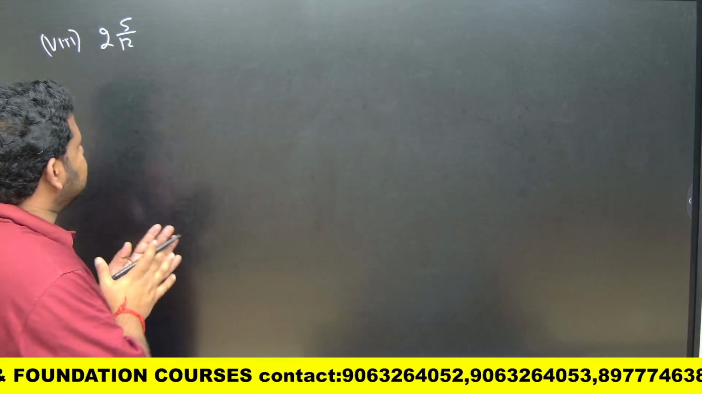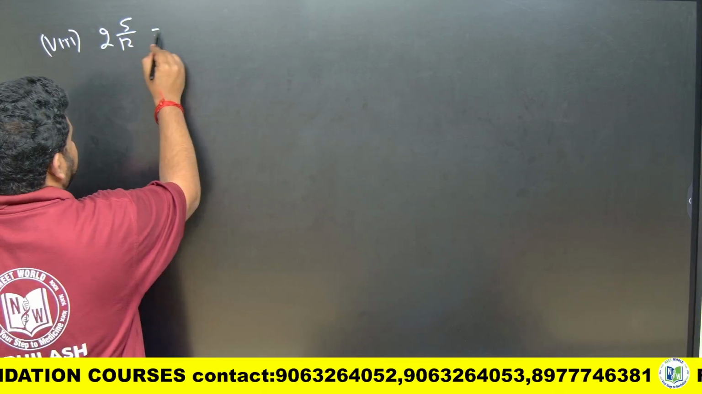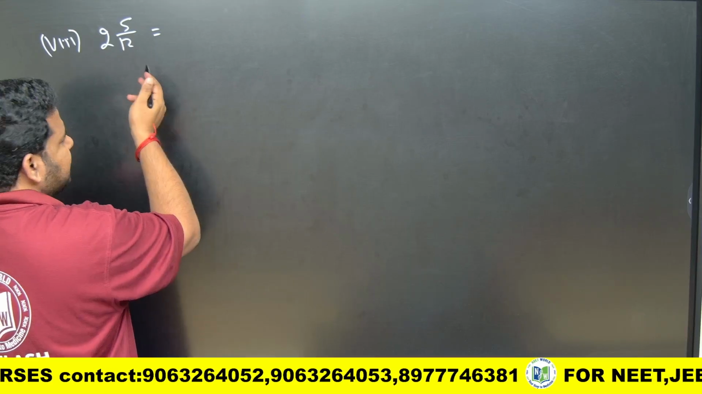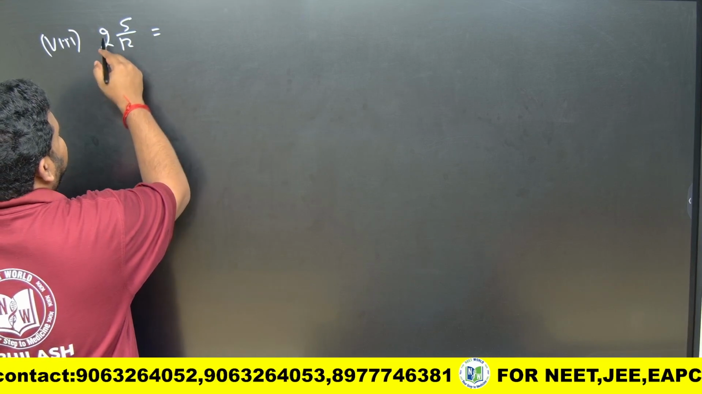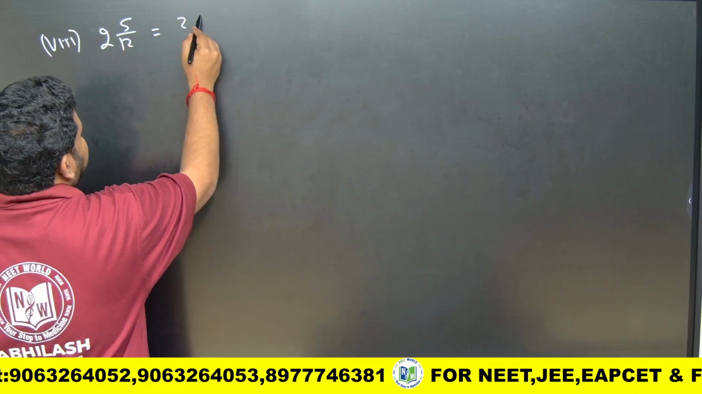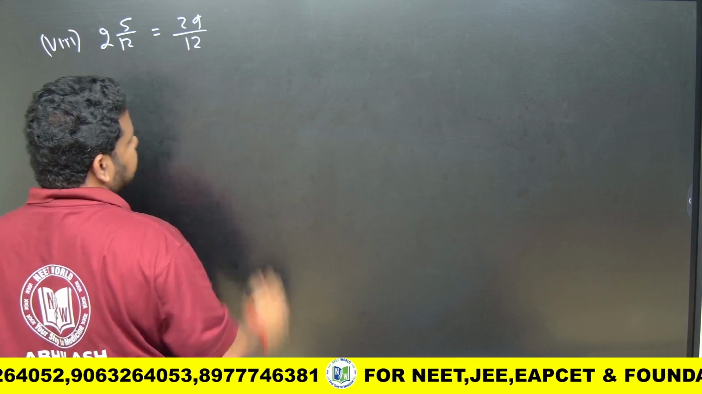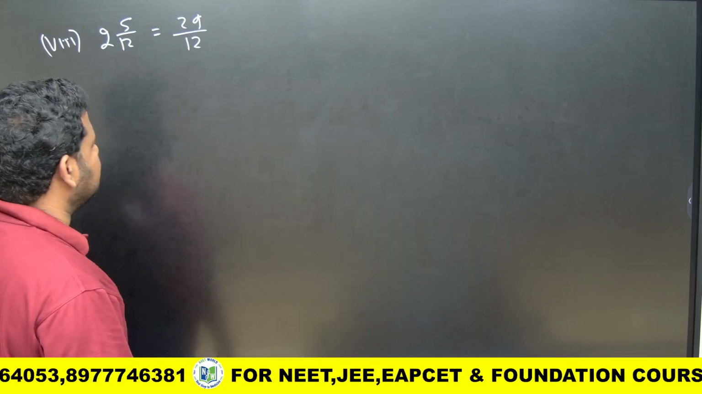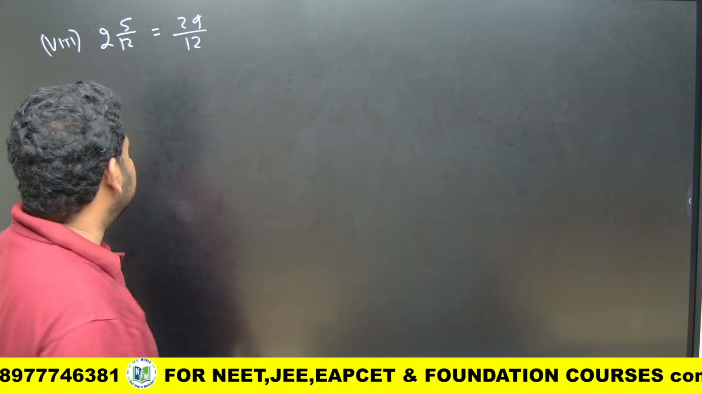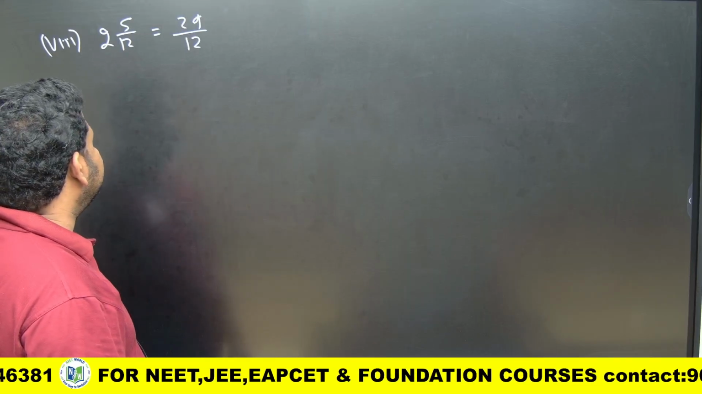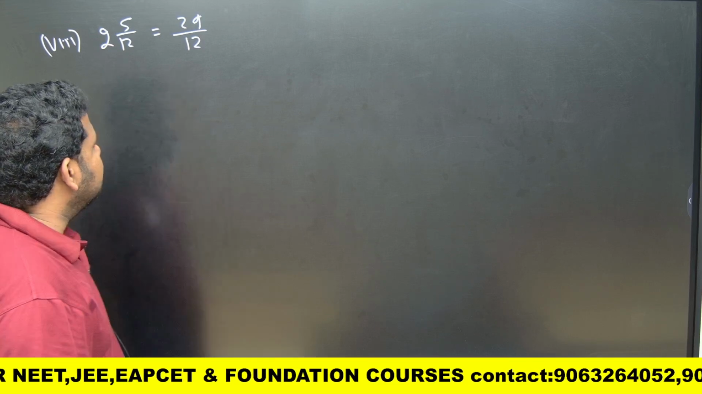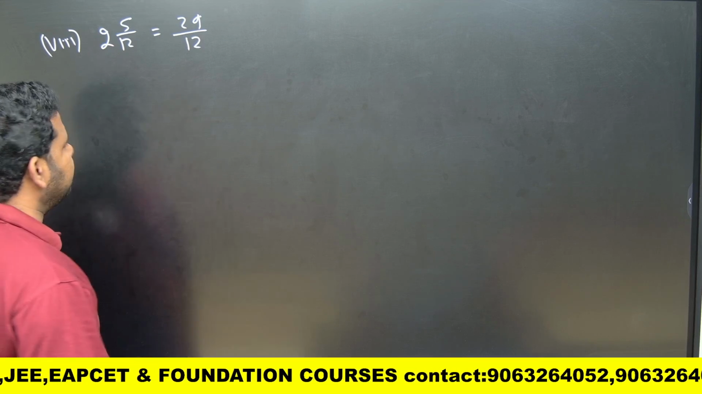So looking at this, first what do we have to do? This is a mixed fraction. We have to convert it into a proper fraction, that is fractional form. 12 twos are 24. 24 plus 5 is 29. 29 by 12. I think in previous classes, in 6th, 7th or 8th, you would have learned how to convert a mixed fraction into fractional form. So what do we have to do here? We have to divide 29 by 12.